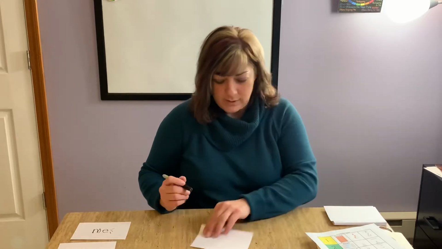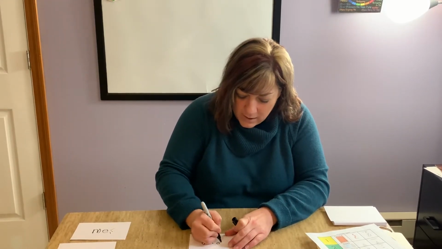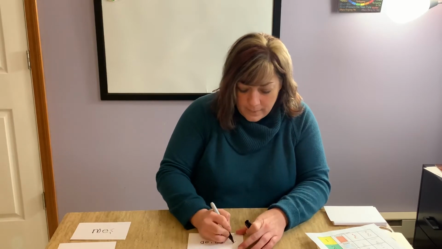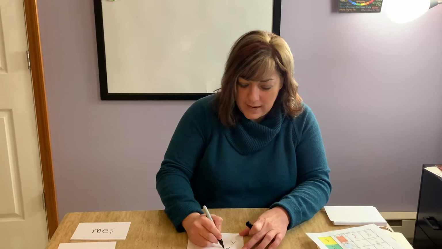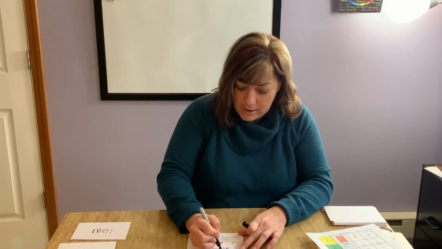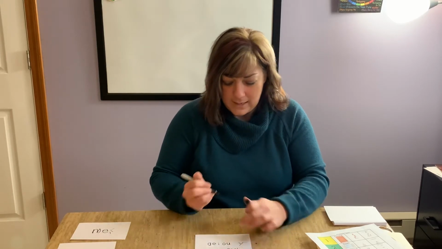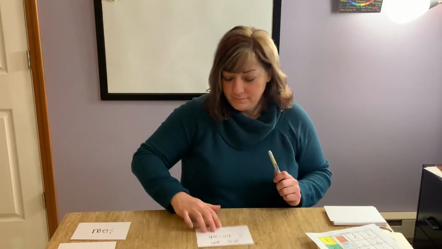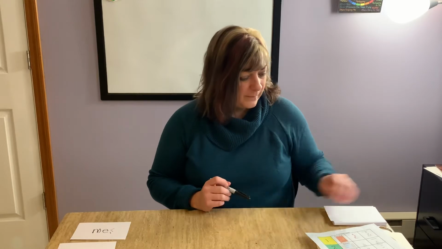Remember that the vowels are A, E, I, O, U. Sometimes Y helps as a vowel, and also we have the W that helps, but only is a vowel if it's with an O, O-W, or an A, an A-W. So those are our vowels, and those will help us to determine what type of syllable we have.